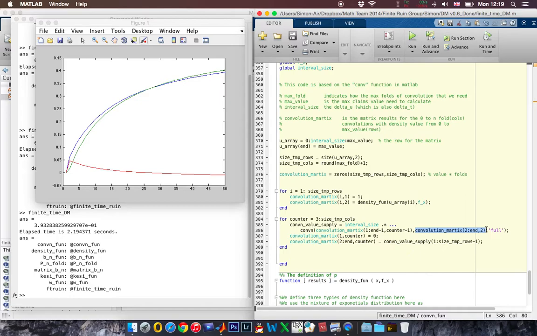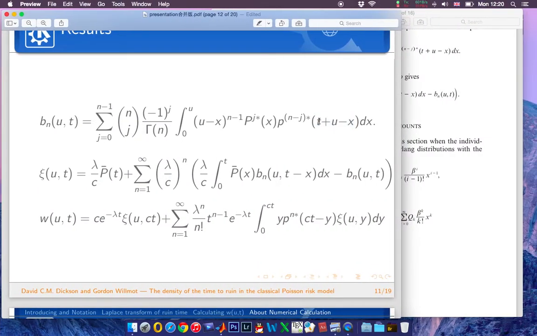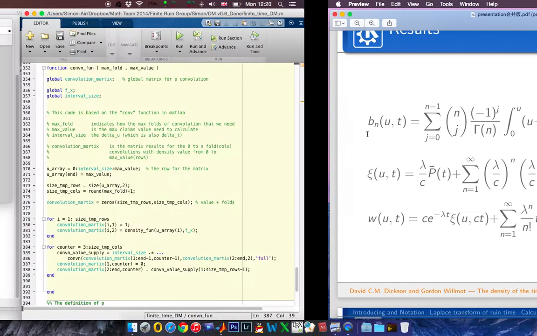And in the paper, Dickson claims the nth-fold convolution of little p equals 1. That is why we are doing this here. And of course, the first row of the global convolution matrix is 0, since the upper limit of your convolution, or the parameter you are using here, is 0.